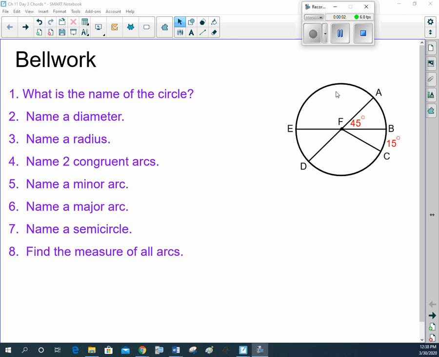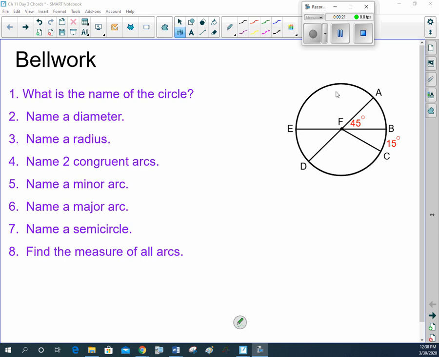Okay, let's do a quick review of some of the circle information that we've learned up to this point. I'm going to start with number 8. It says find the measure of all the arcs. So I'm just going to go ahead and find the measure of all the arcs all the way around, and then we'll go back and fill in information from the other 7 questions.